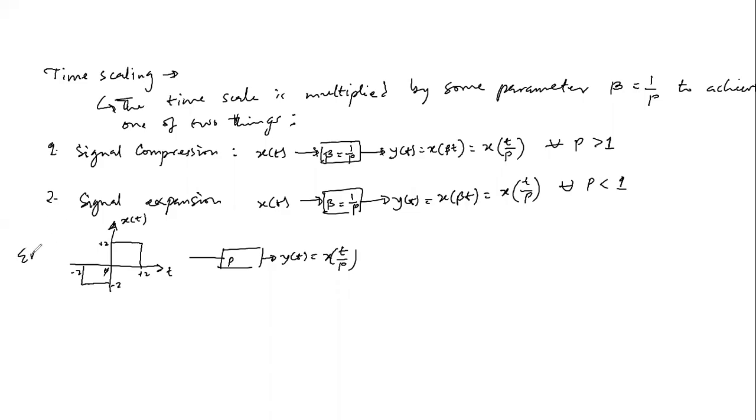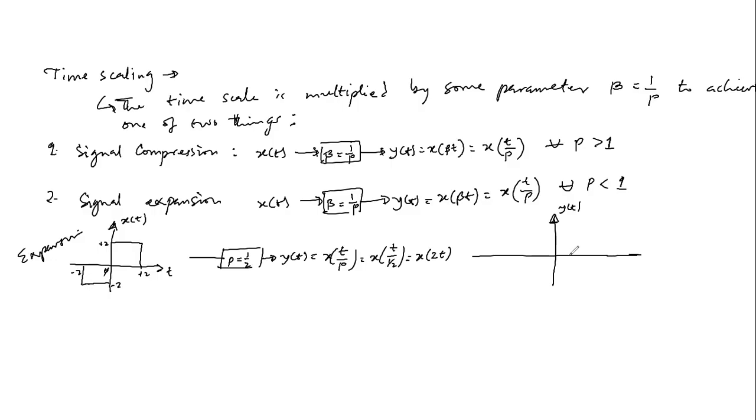So for signal expansion, say p is the same as 1 over 2. So it must be less than 1. So here, we're going to get s of t divided by 1 over 2, which is s of 2t. Okay. And then the output will look something like this. This is now y of t.